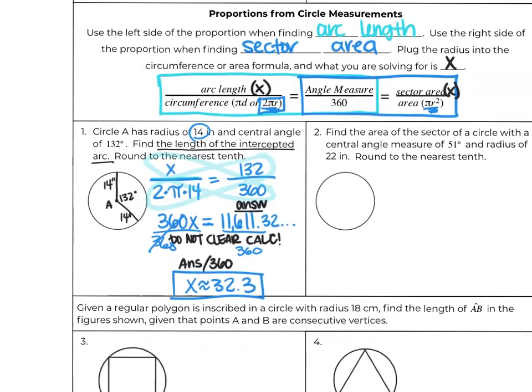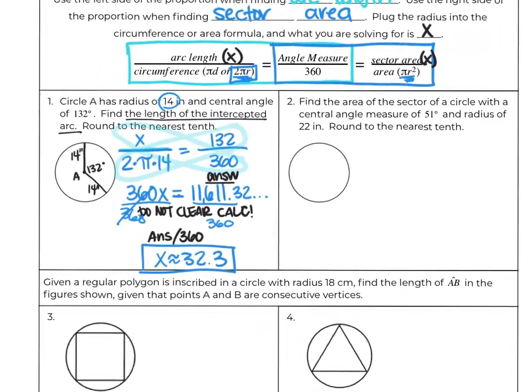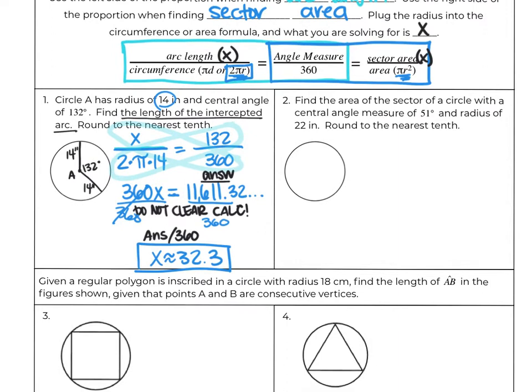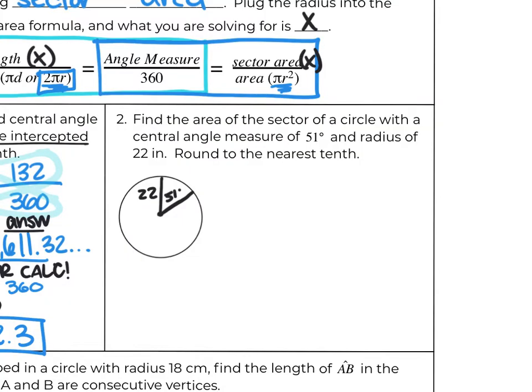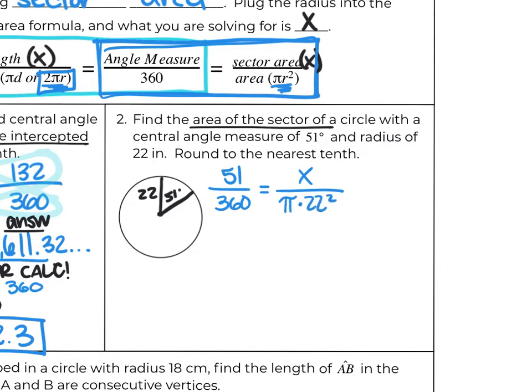All right, so see if you can take a minute and set up number 2. Pause on your end, and then when you click play, I'll have it all there for you. So, okay, I just drew the circle so I could talk you through this. Central angle was 51, radius of 22, and we are trying to find the area of the sector of a circle. So I'm going to use the right side of my proportion. The angle is 51, which is out of the total of 360. Sector area is my x, or what I'm looking for. And then I want to plug in pi times 22 squared.